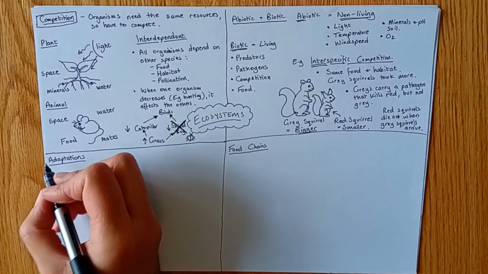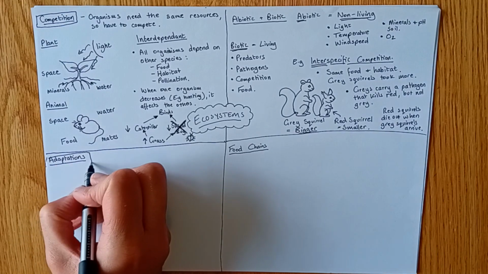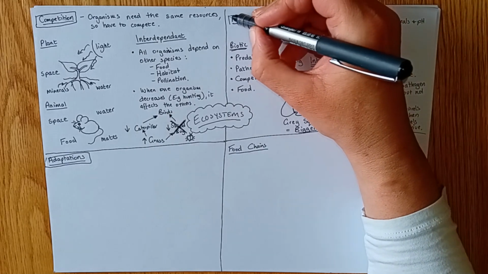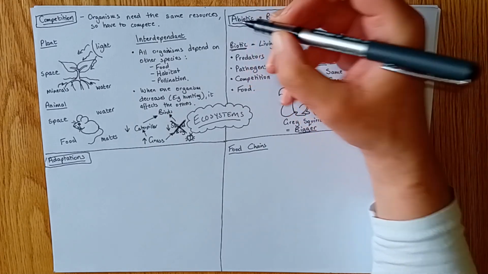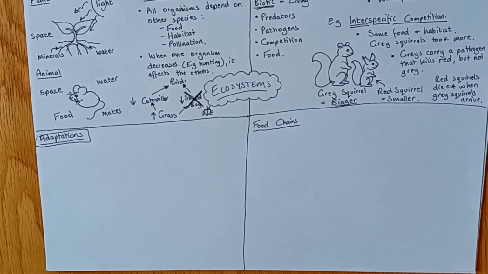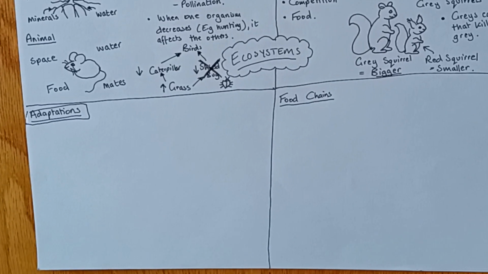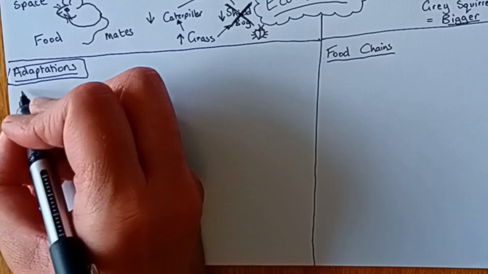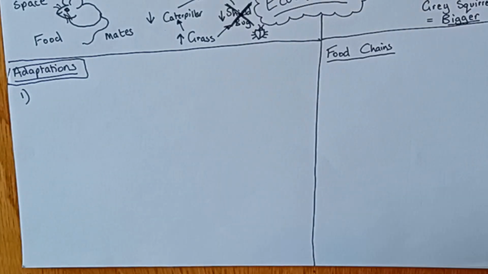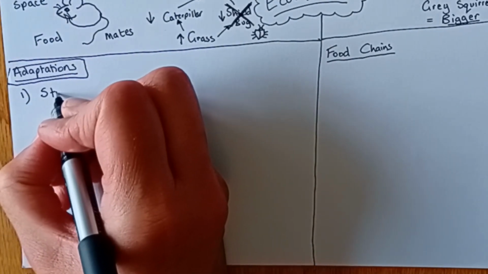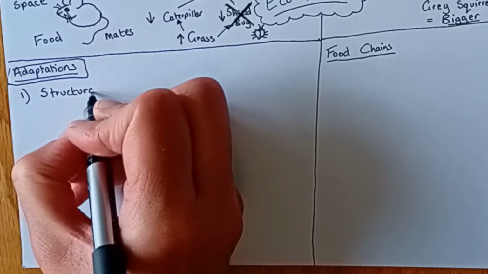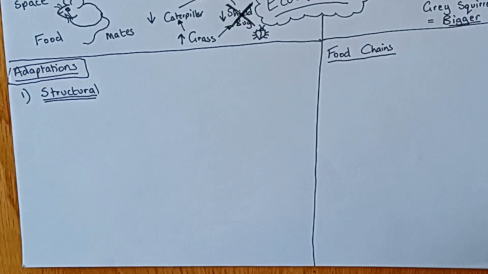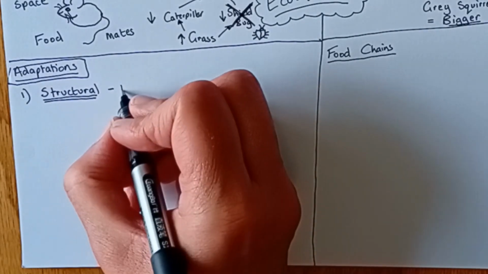On to adaptations then. Adaptations, just draw a box around that one. Adaptations, slightly more complicated at GCSE than it was at Key Stage 3, but not much. There are three types of adaptation you need to know about. And the first one is the obvious one. We call them structural. And by that, we mean physical features.